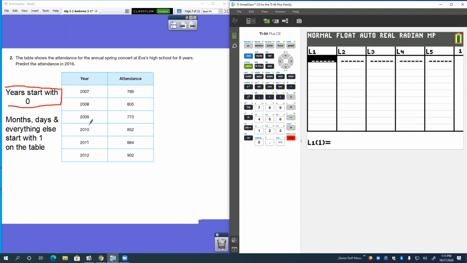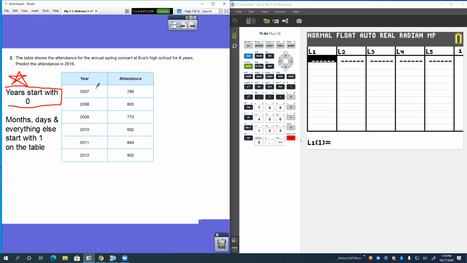When you're looking at your data table, you're not going to type in the years. Years always start with 0. Anything else that you have, like months or days or maybe innings of a baseball game or something like that, you're going to start with 1. But it's very, very important that you remember that years start with 0. I would actually take a piece of scrap paper somewhere or a Post-it note or something and write that down, because that's very, very important to remember, because you won't get the right answer if you start it with 1. Years are the only thing that starts with 0.